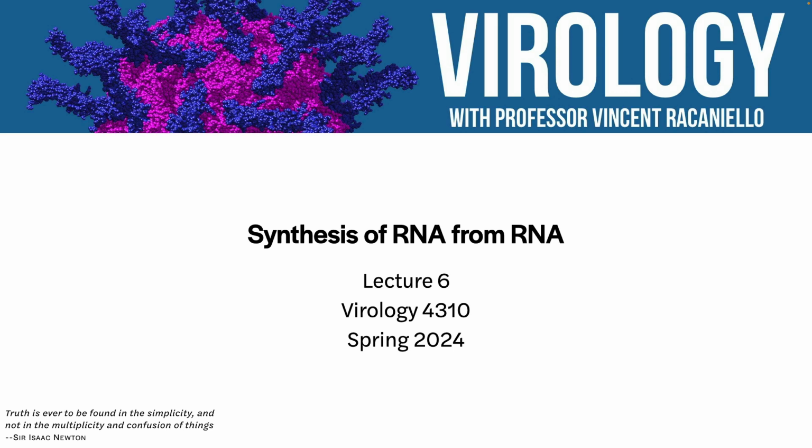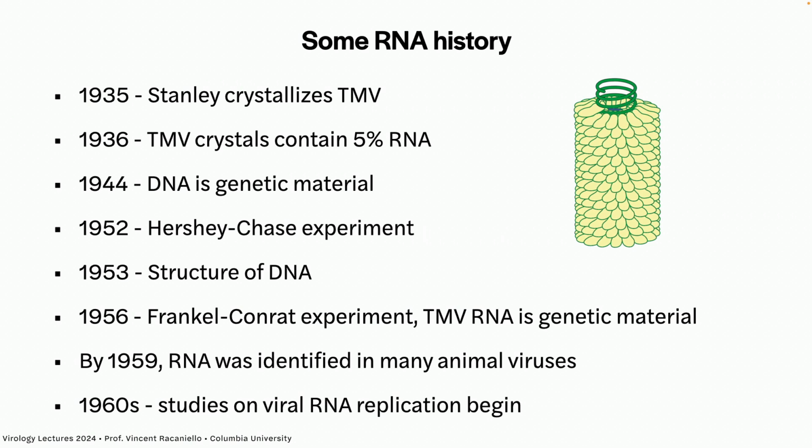Let's talk about viruses making RNA today. And this story begins in the 60s. Let me give you some RNA history. So viruses are discovered, remember, around 1900. By 1935, people started to make crystals of viruses to solve their structures. They were interested in what they were made up of. So this was first done by a guy named Wendell Stanley in 1935.